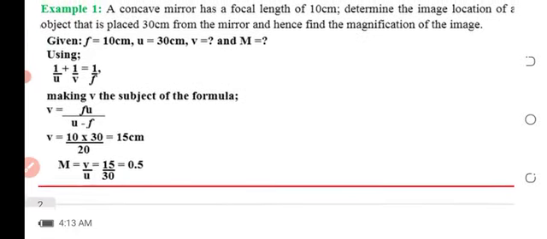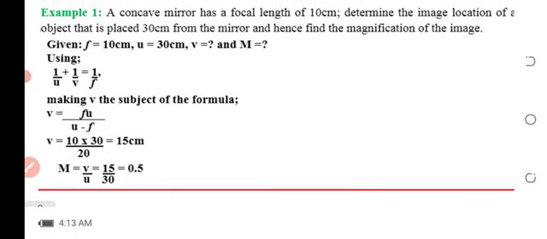Now let's consider the first example that we have here. In our first example, we have a concave mirror that has a focal length of 10 centimeters. We have to determine the image location of the object that is placed 30 centimeters from the mirror, and we have to also find the magnification of the image.